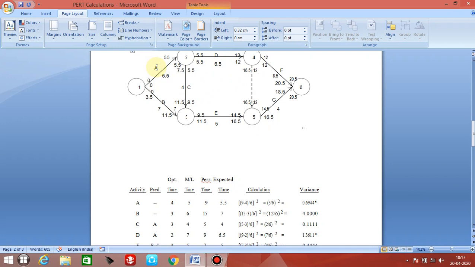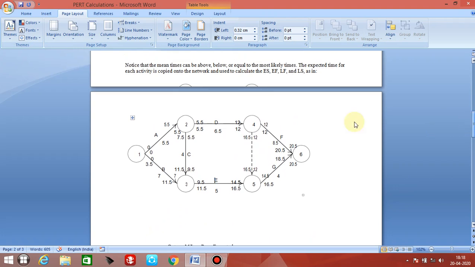And we have given the time for activities. A has 5.5, B has 7, C has 4, D has 6.5, E has 5, F has 8.5, G has 4, like that. And this is the dummy activity, so it is 0. Now again, go through the CPM calculation, that is EST and LFT, earliest start time and latest finish time. So here we have calculated the earliest start time and latest finish time.